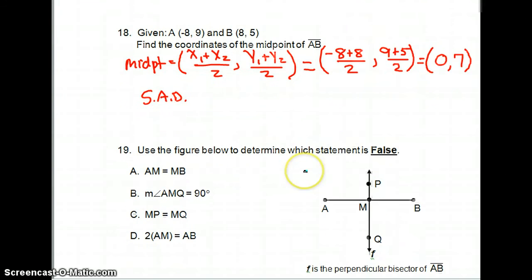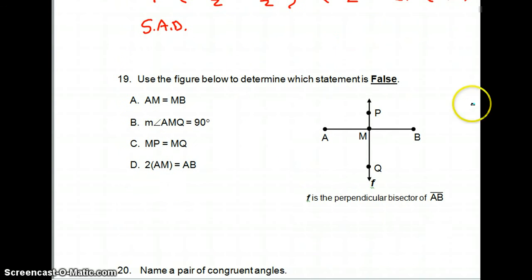19. Use the figure below to determine which statement is false. Okay, we're looking for false here. Okay, here's our figure, it says F is a perpendicular bisector of AB. So F is a perpendicular bisector. That means this is a right angle, and it means this is bisected. So let's see which of these are true. AM is equal to MB. That's true. We're looking for false, so that's not our answer.